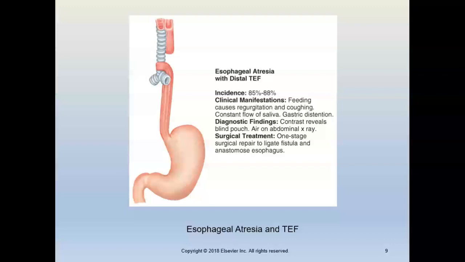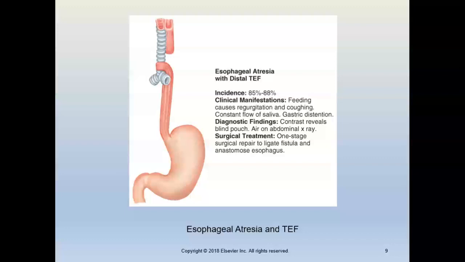Esophageal atresia and tracheoesophageal fistula are congenital malformations. Esophageal atresia is when the esophagus terminates before it reaches the stomach. Tracheoesophageal fistula occurs when a fistula is present that forms an unnatural connection between the esophagus and the trachea.